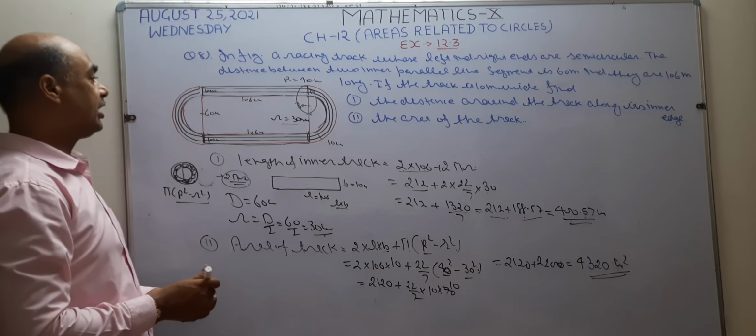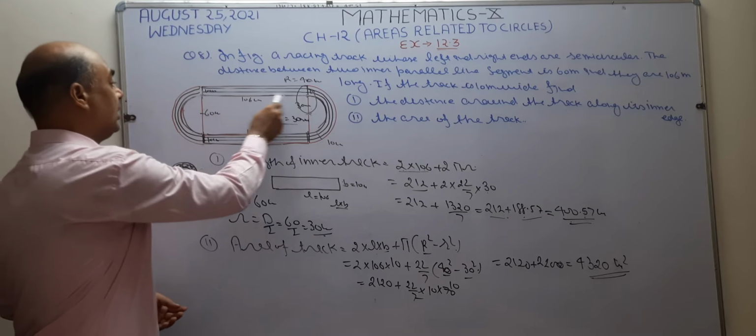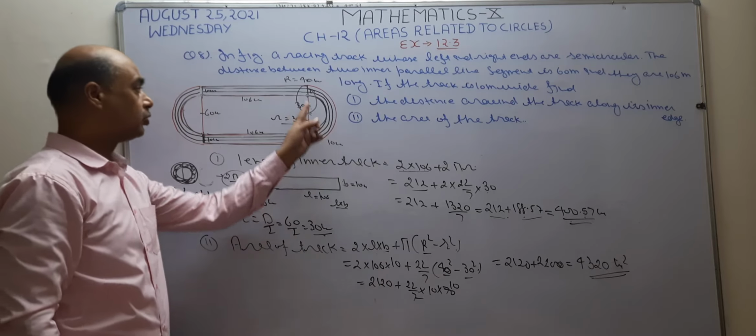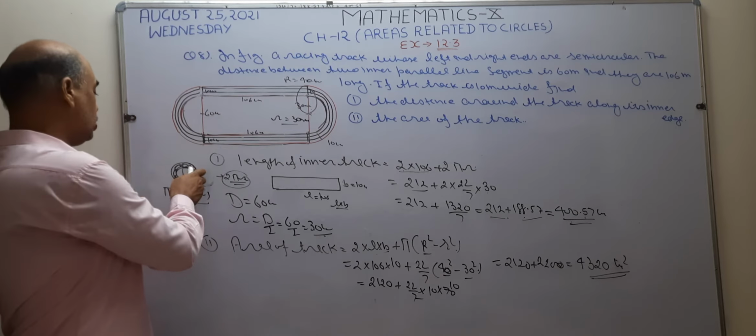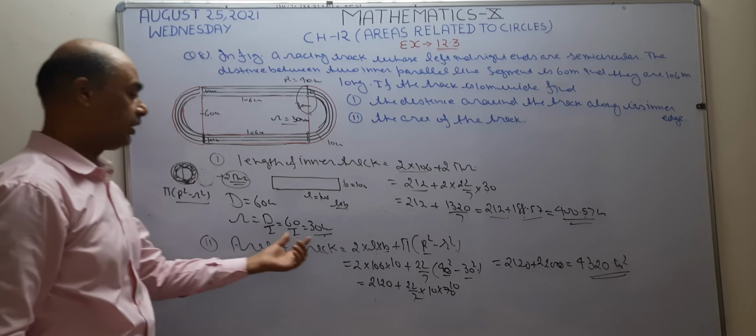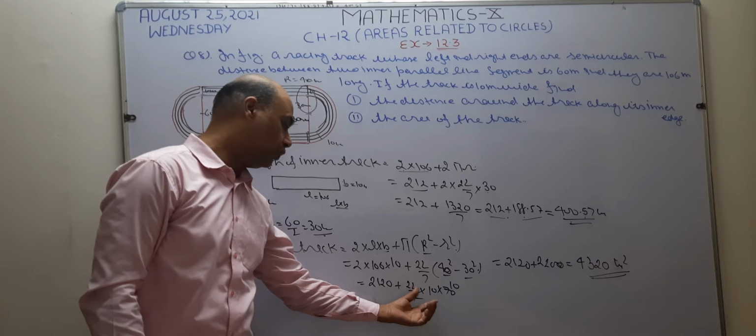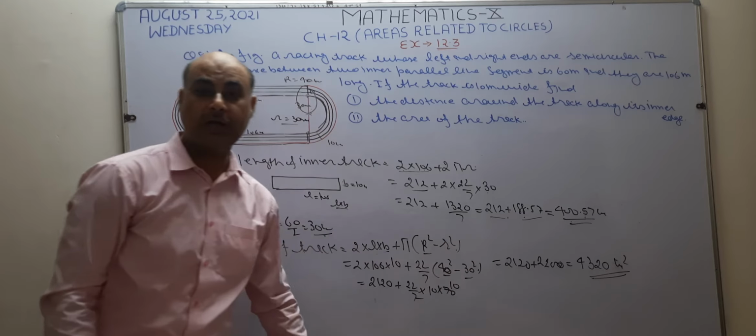Okay. In the area of the track, I use this rectangle and this rectangle. So this becomes twice the area of a rectangle. This end and this end, when you join them, becomes a ring. So area of ring, you know, pi capital R square minus small r square. After simply substituting the values, you get your answer. Okay.